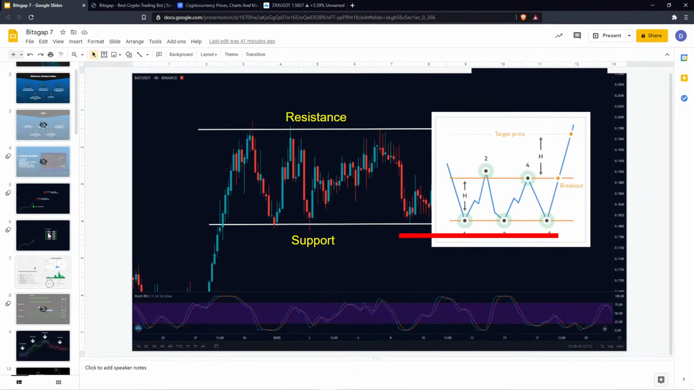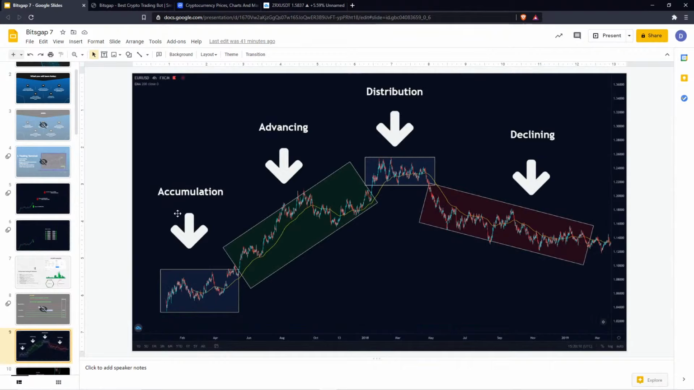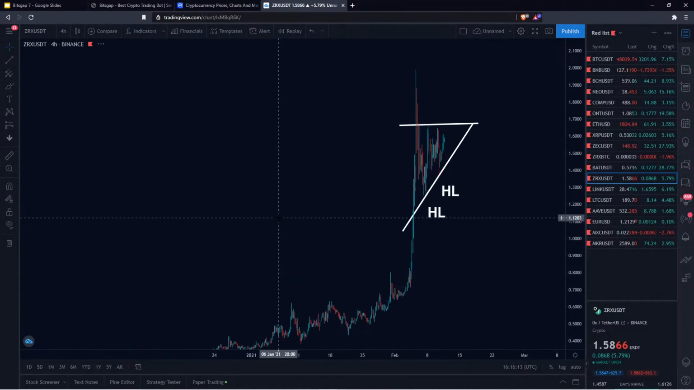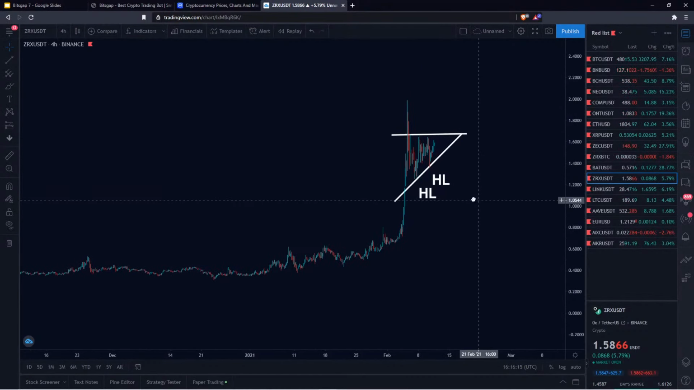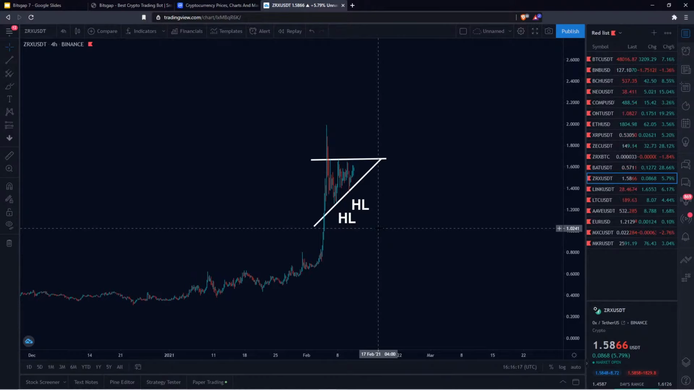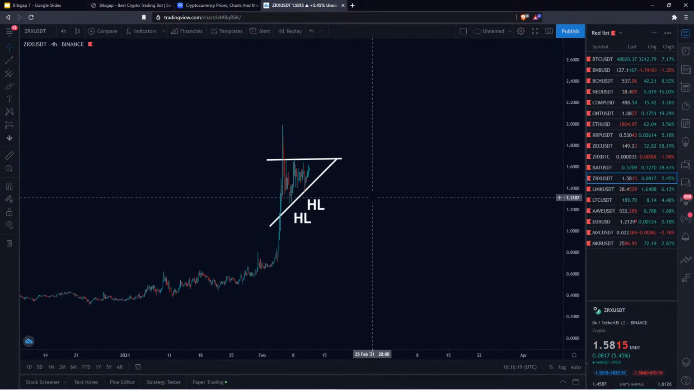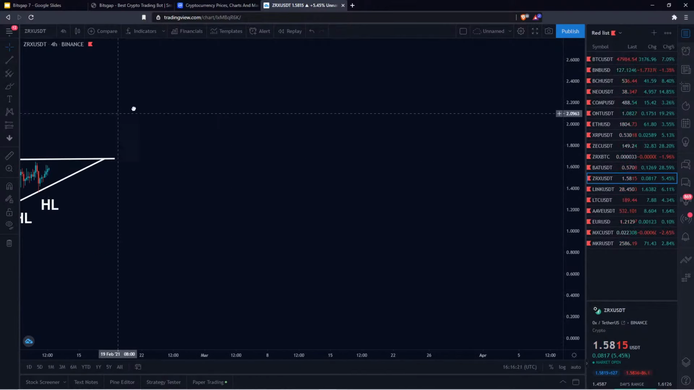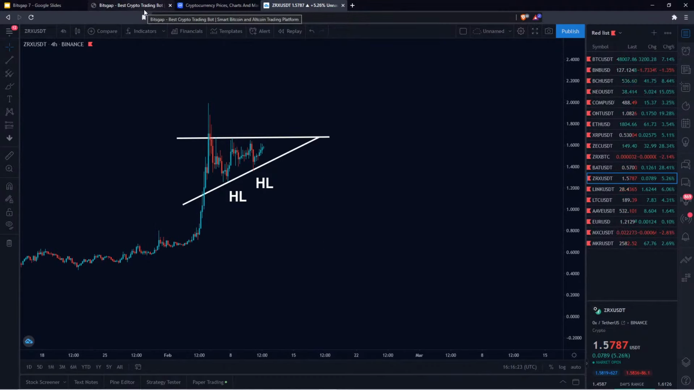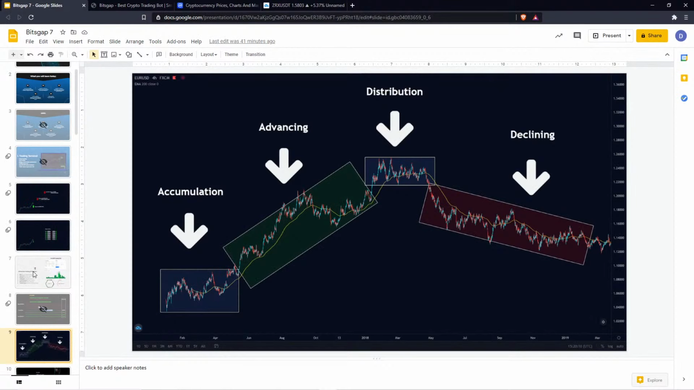And that's the accumulation phase. Okay, so depending on the crypto that you analyze, they can be in different market stages. So make sure you fully understand how to determine market phases, and you can take advantage of using different patterns that will tell you if the market is in the sideways or in the advancing mode.